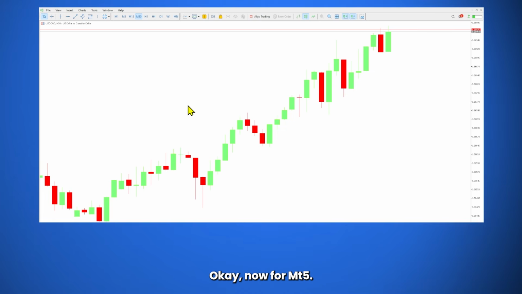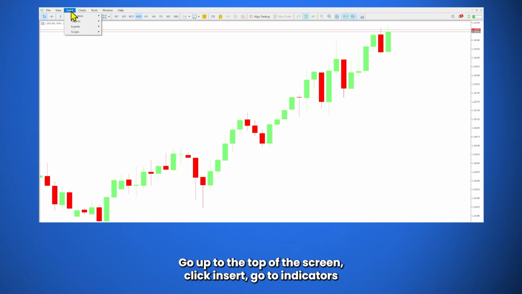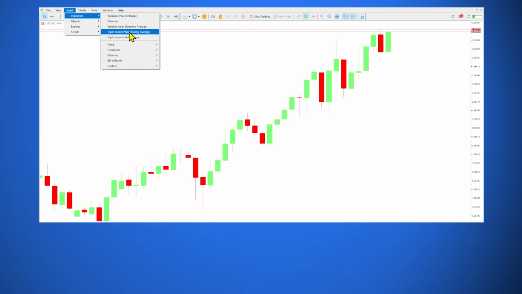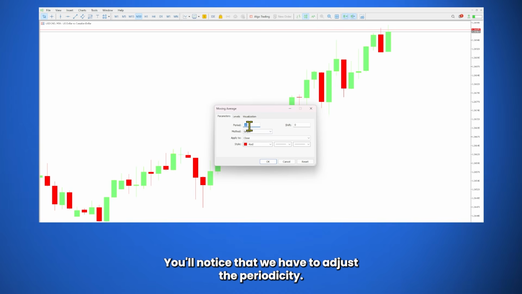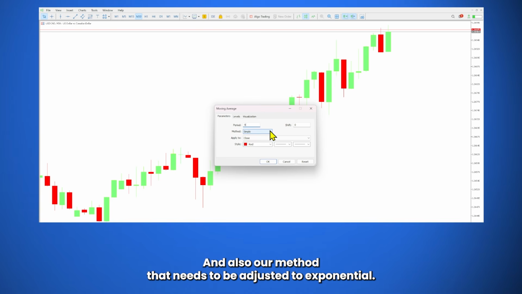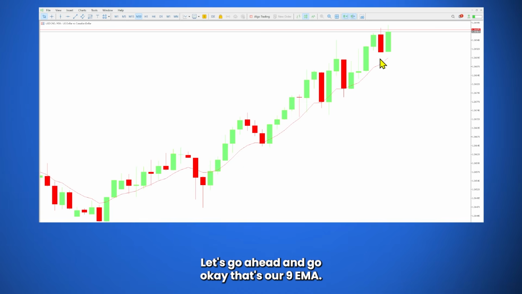Okay, now for MT5. Go up to the top of the screen, click Insert, go to Indicators, and come right down to Trend. We're going to add our moving averages first. Click on Moving Average. You'll notice that we have to adjust the periodicity. Let's go ahead and adjust that to 9, and also our method needs to be adjusted to Exponential. Let's go ahead and go. Okay, that's our 9 EMA.